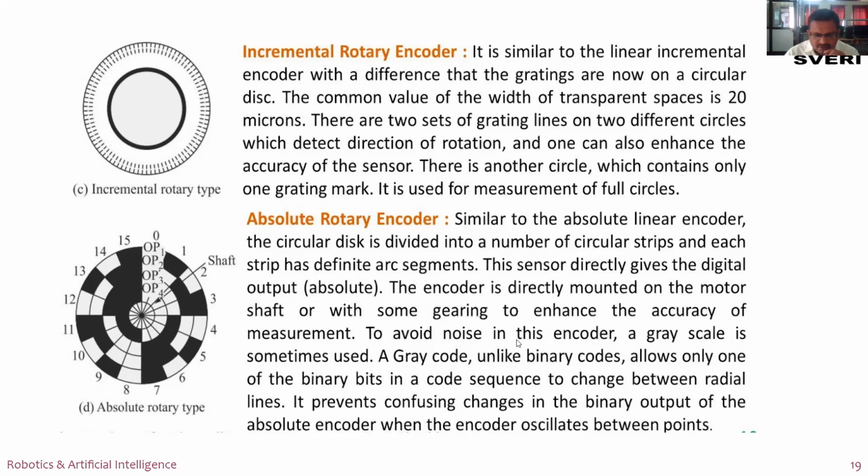To avoid noise in this encoder, a gray scale is sometimes used. A gray code, unlike binary codes, allows only one of the binary bits in a code sequence to change between radial lines. It prevents confusing changes in the binary output of the absolute encoder when the encoder oscillates between points. Therefore, we'll see the videos now.